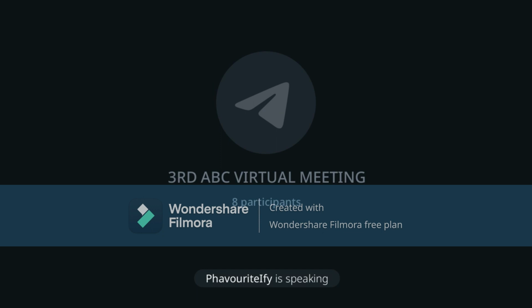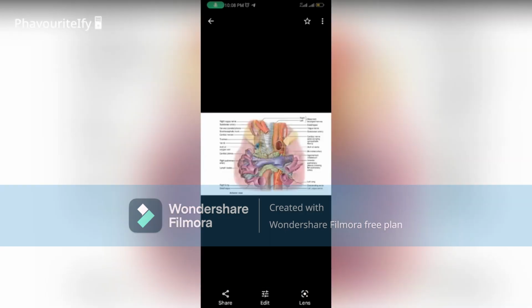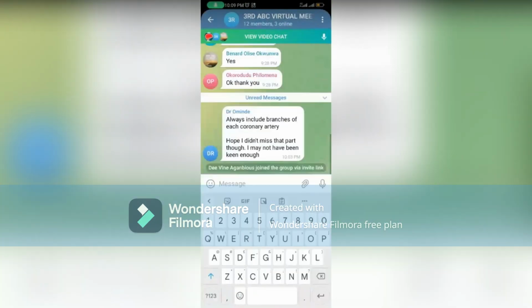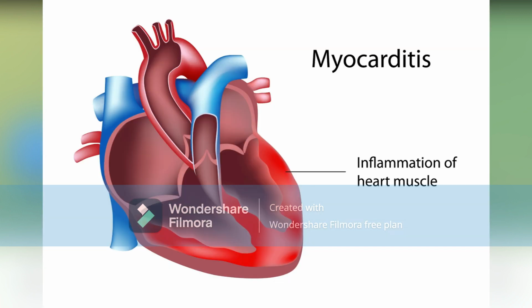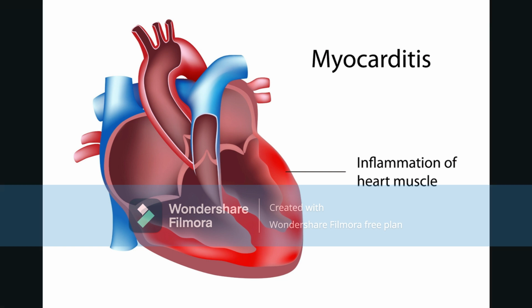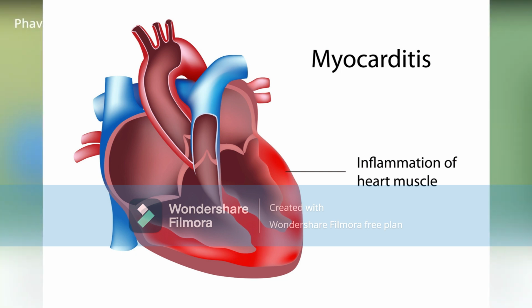Another thing I'll talk about is myocarditis. That is inflammation of the heart muscle, often due to viruses. The common abnormality of myocarditis is damage to the cardiac muscle, or myocardium, and it can result in cardiac arrhythmias, that is abnormal rhythm of the heart, and also heart failure.